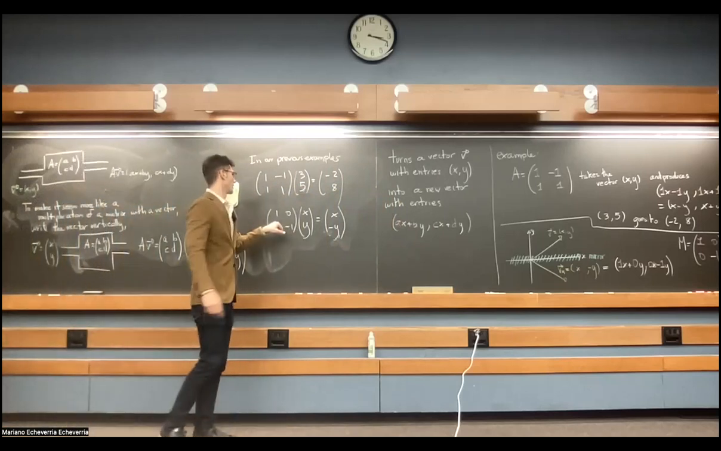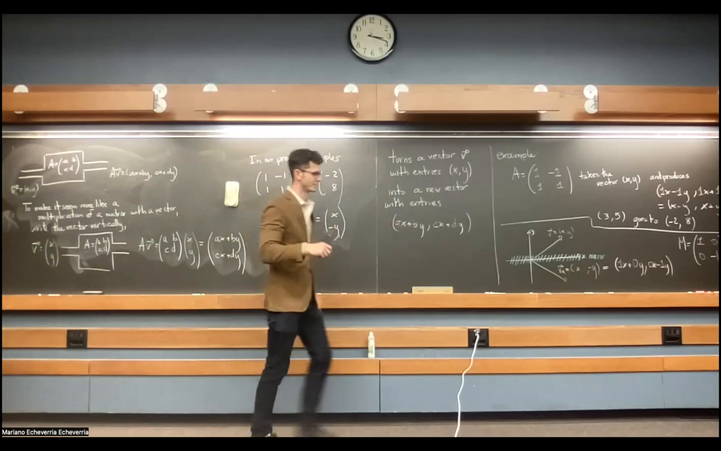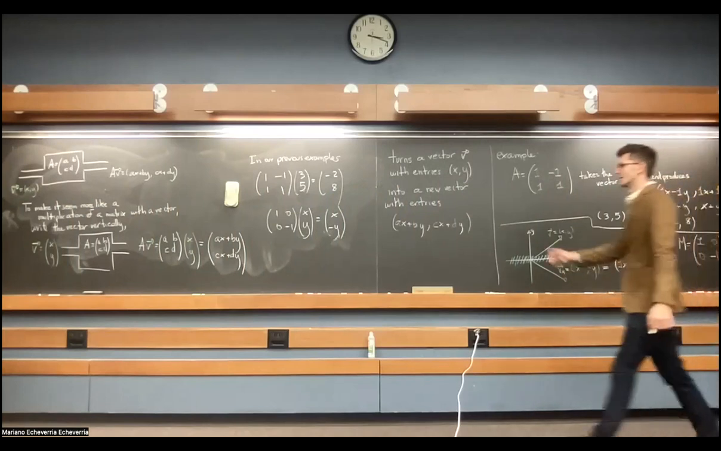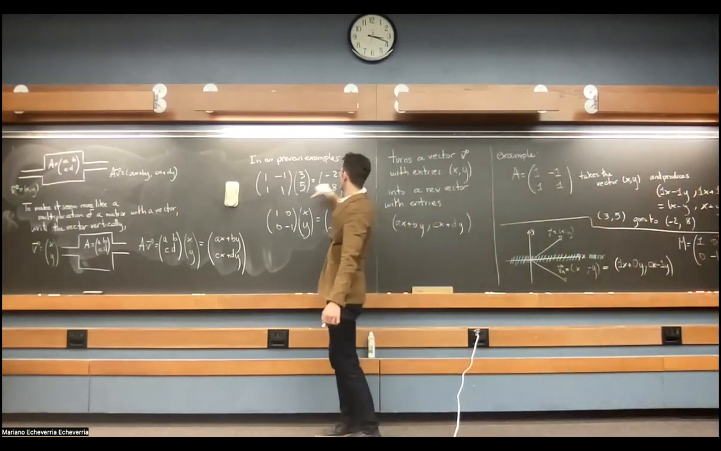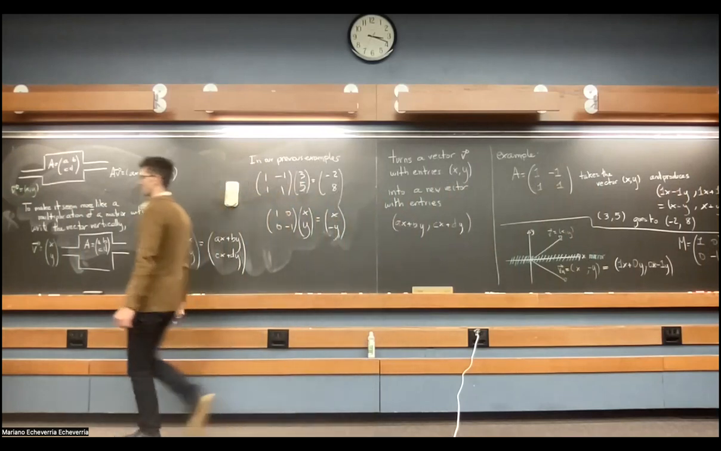Or this vector times this matrix gives you that vector. But it's essentially that this vector is being converted into that vector using this matrix. That's the same for the second one.